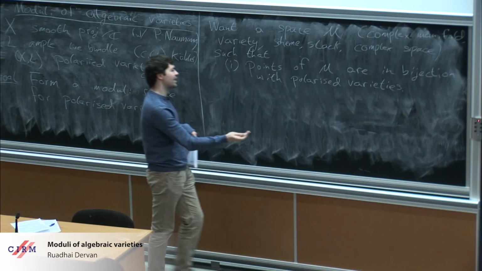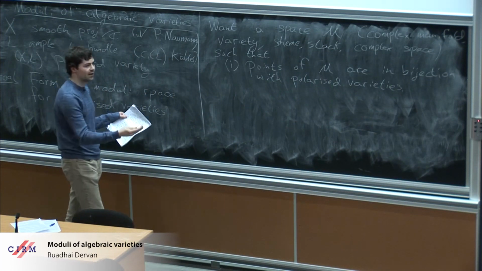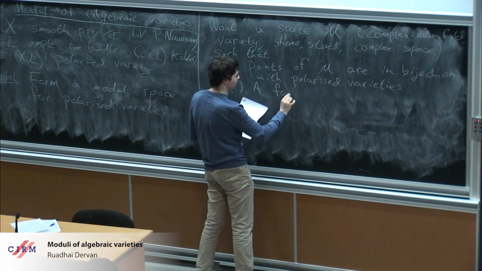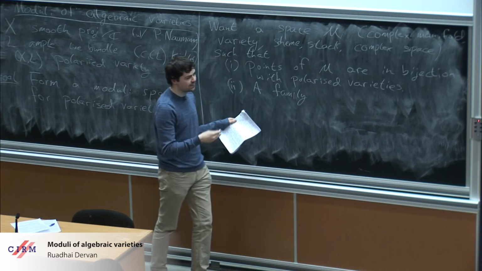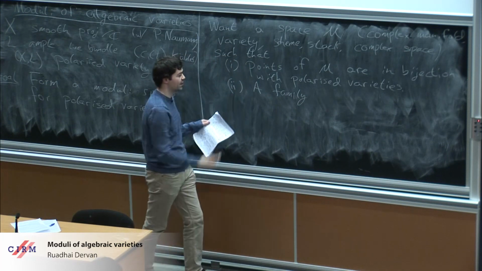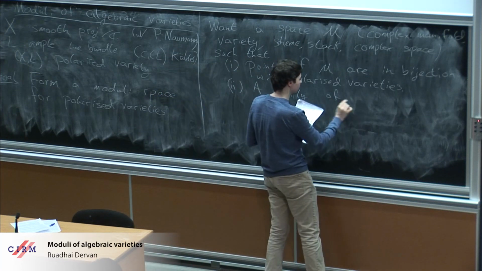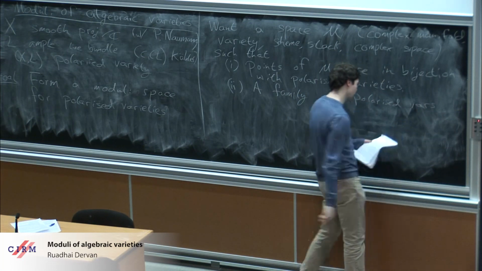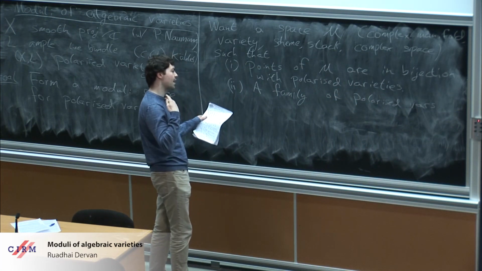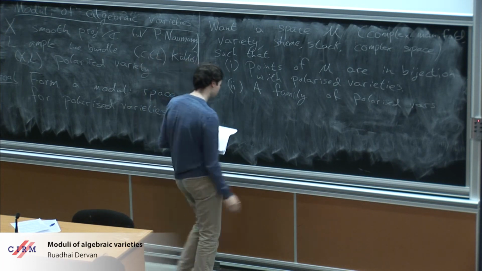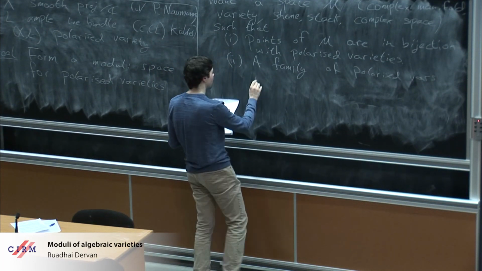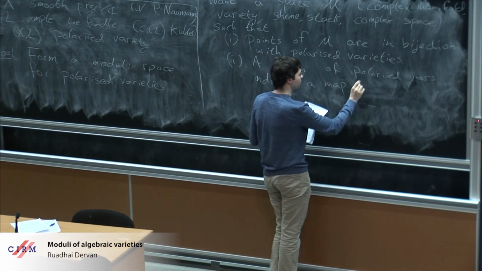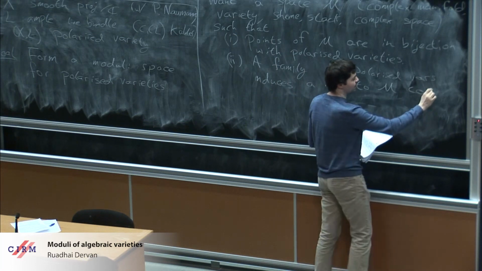And what you need is that, further, this is something that works well in families. So if you have a family of polarized varieties, then you get a morphism to the moduli space that's compatible with this bijection. So a family of polarized varieties should give you a map from the base of the family to the moduli space. So it induces a map to M compatible with the first point.